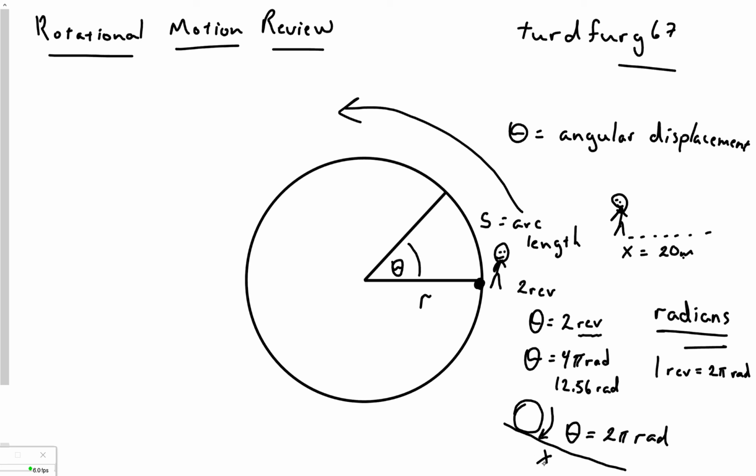Well, the cool thing is that x displacement is the same thing as this arc length. They're equal to each other. So the distance around the outside of the circle would match the displacement that the object incurs while rolling down the hill.